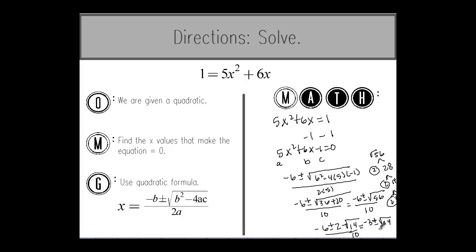Square root of 14 cannot be divided. You can't divide inside a radical. 10 divided by 2 is 5. So my answer is negative 3 plus or minus square root of 14 all over 5.